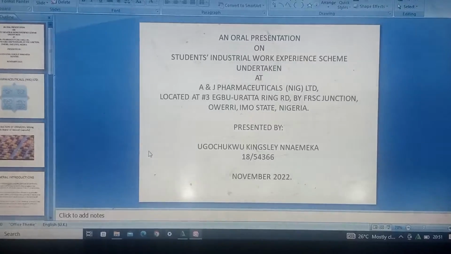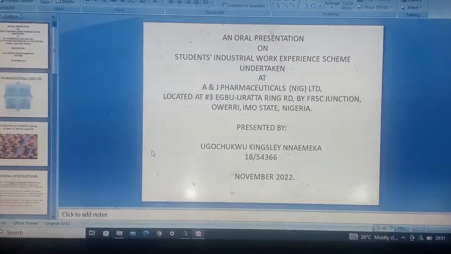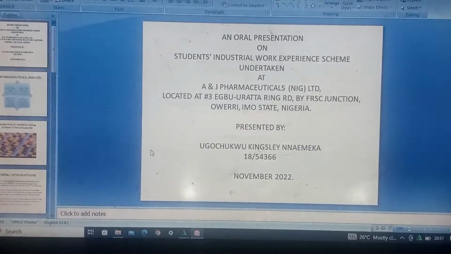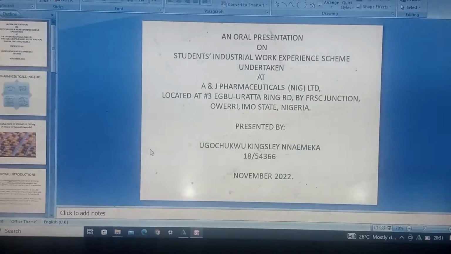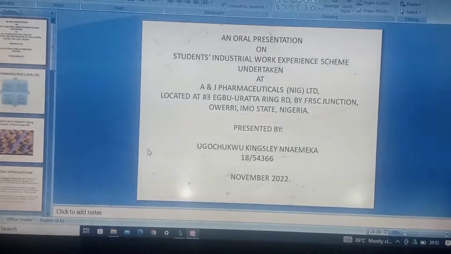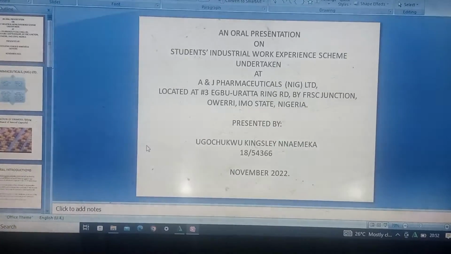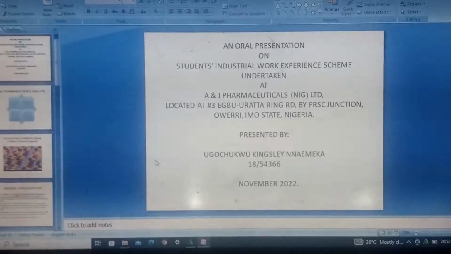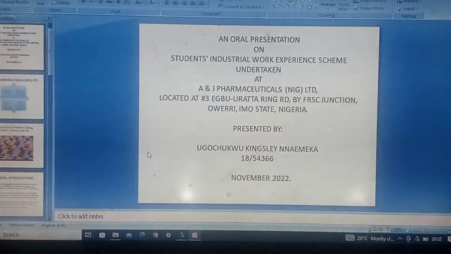An oral presentation on students' industrial work experience scheme undertaken at A&G Pharmaceuticals Nigeria Limited, located at number 3 Ebu Road, Ring Road by FRSC Junction, Federal Road Safety Junction, Owerri, Imo State, Nigeria, presented by Ugochukwu Kingsley Nemeka, matric number 18/54366, November 2022. Now, actually, this is my IT defense slide, and I prepared it myself.